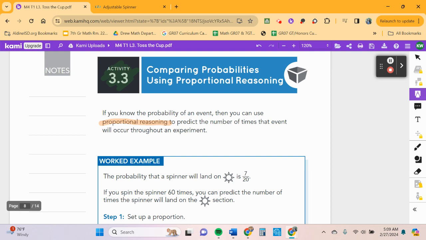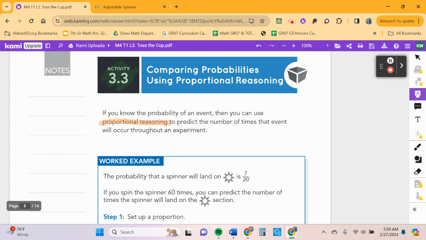Welcome back. This is activity 3.3 in Toss the Cup. We are comparing probabilities using proportional reasoning. Let's get started. If you know the probability of an event, then you can use proportional reasoning to predict the number of times that an event will occur through an experiment.